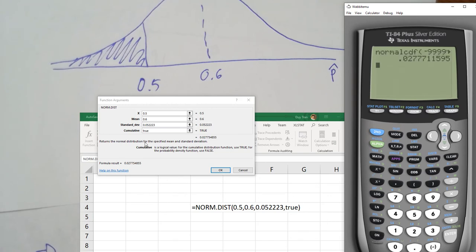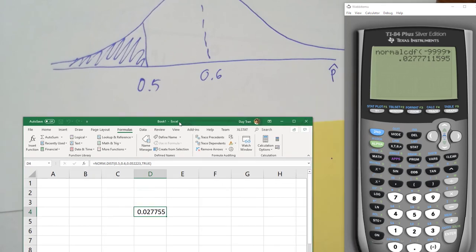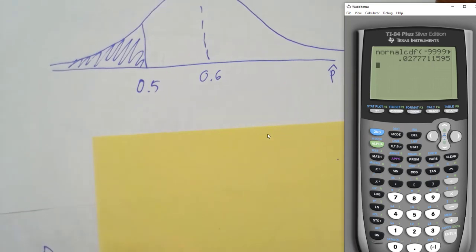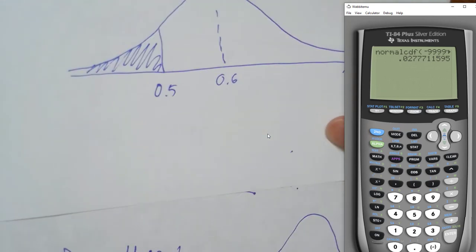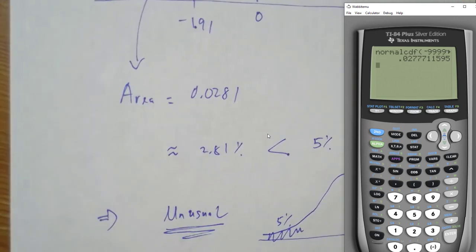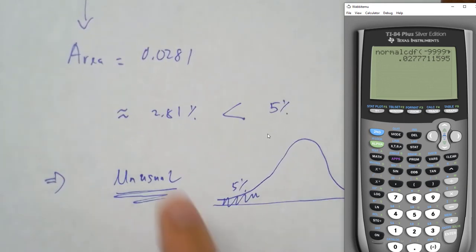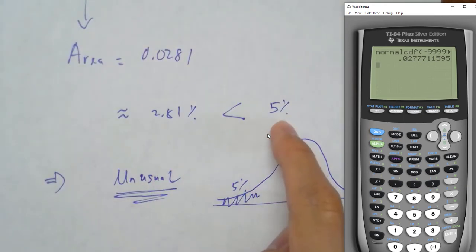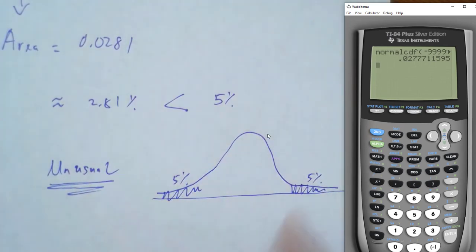Same value, same thing. Okay. I'll click OK, and then it will return you the value that we got, exactly the same thing. So the TI-84, the Excel, or the standard normal distribution, they all give you the same answer here, rounded to 4 decimal places. And remember, anything less than 5% is considered to be unusual, for the bottom 5% or the top 5%.